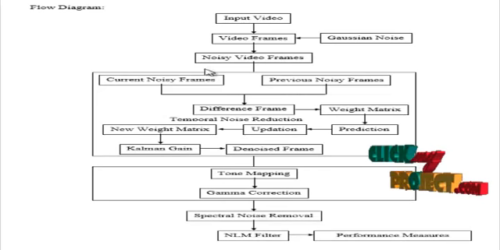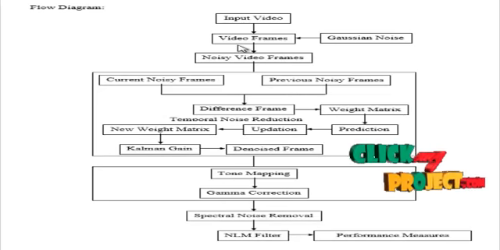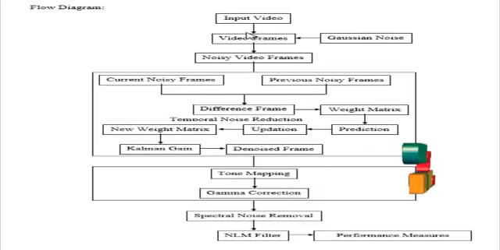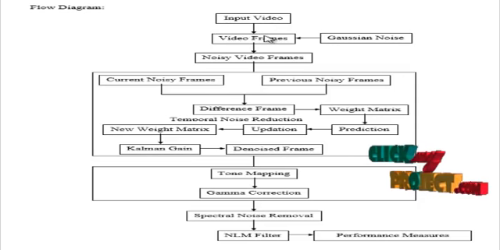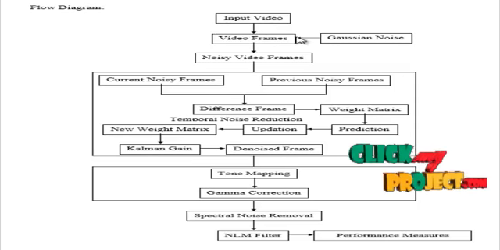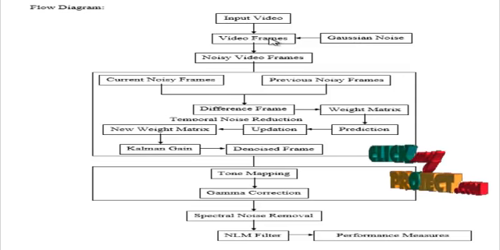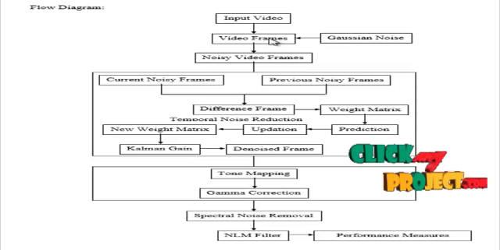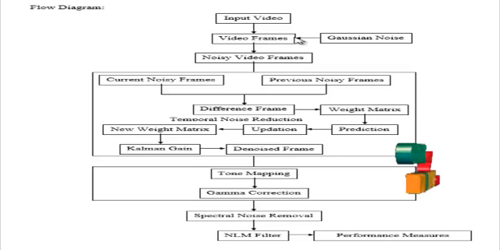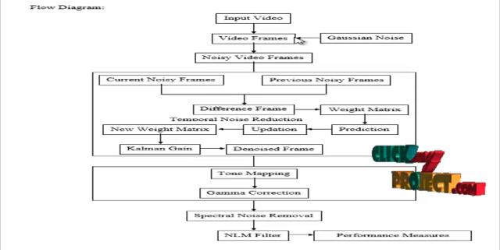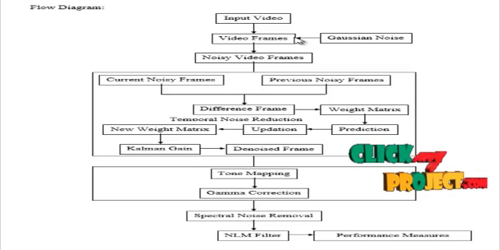Let me see the flow of the process. First, the input video is obtained. The video is converted into video frames. We add noises to the video frames manually because we are using videos from the benchmark datasets, and hence there will be no noises in the videos, so we have to add them.